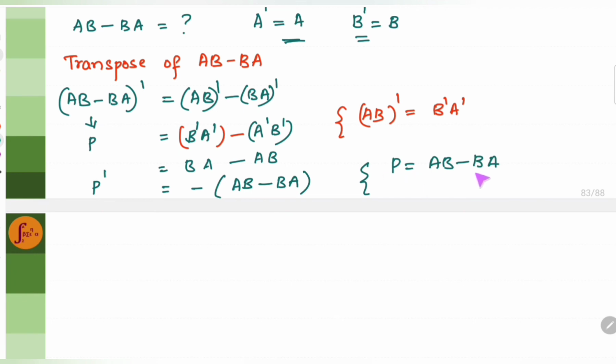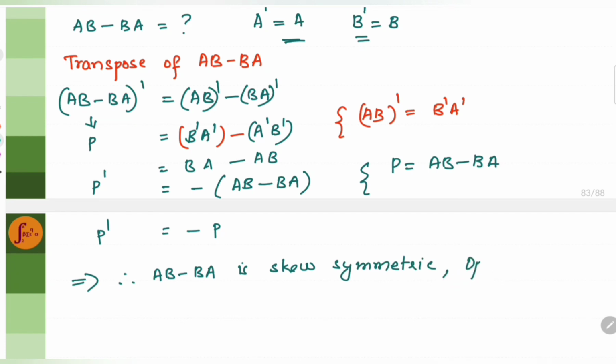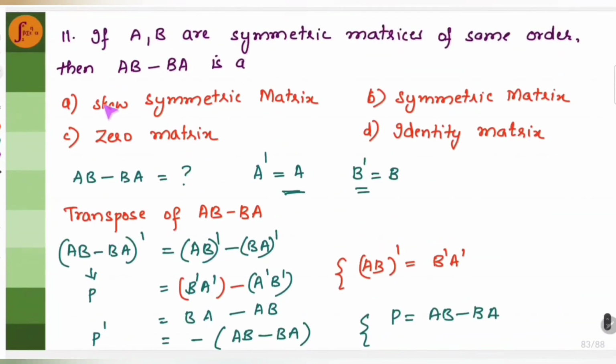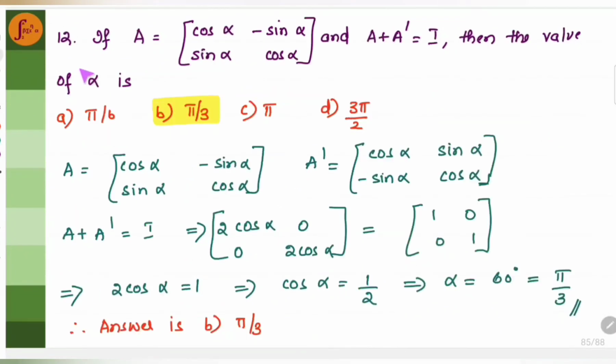So now P is equal to AB minus BA. P transpose is nothing but minus P, which is satisfying the skew symmetric matrix condition. So therefore, AB minus BA is skew symmetric, and the answer is option A. This is the correct option. This is the answer.